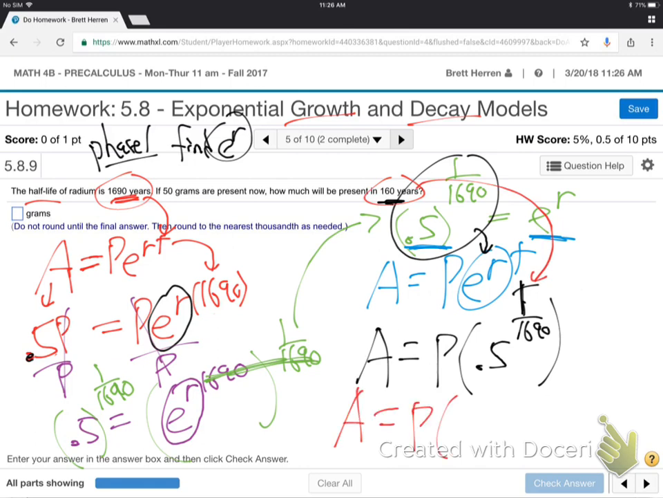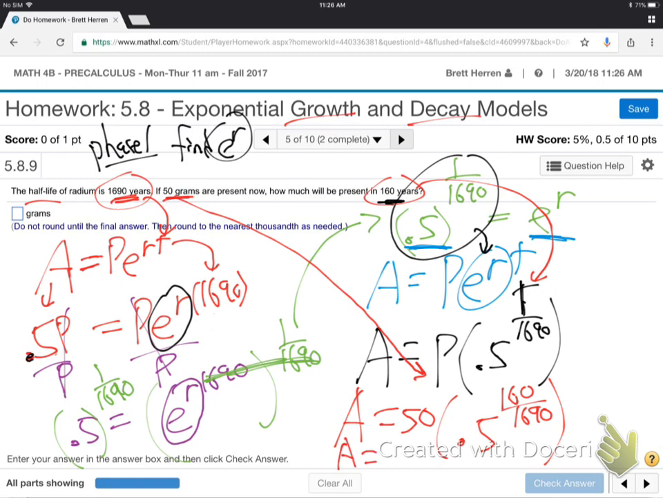So A is P, 0.5 to the 160 over 1690. And hit the buttons on the calculator, right? And, I forgot the 50. 50 grams are present now. So that goes in the P. Yeah, I forgot about that. So the 50 goes right there. Okay. Now hit the buttons on the calculator.